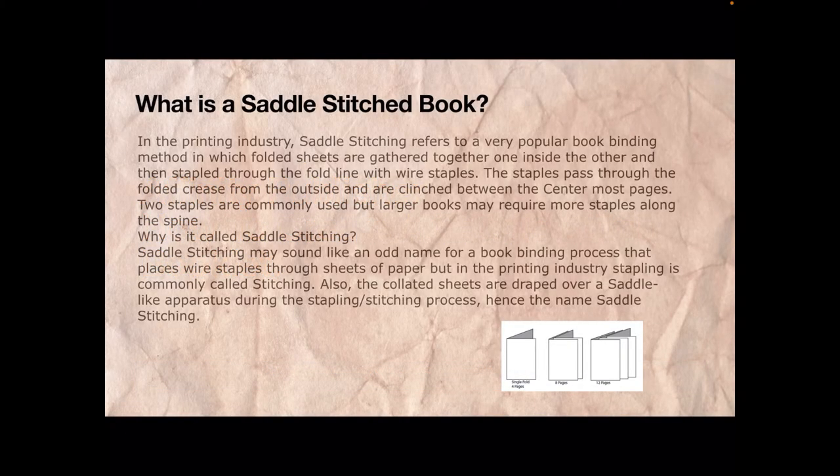In the printing industry, saddle stitching refers to a very popular bookbinding method in which folded sheets are gathered together, one inside the other, and then stapled through the fold line with wire staples. And it's called saddle stitching because when they're stitched in a printing works, they're usually placed on a device that looks like a thing that holds a saddle, and then the stapler staples the sheets. It makes it very easy, hence the name saddle stitching, because the thing they're stapled on looks like a saddle holder.